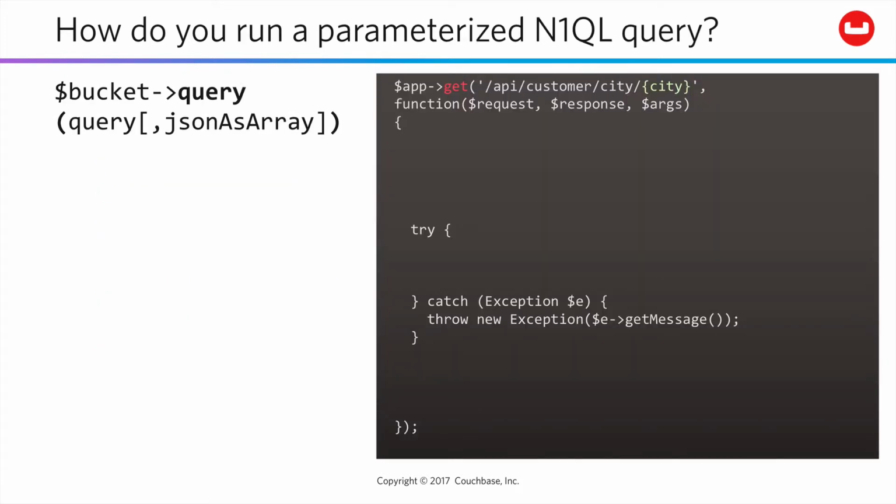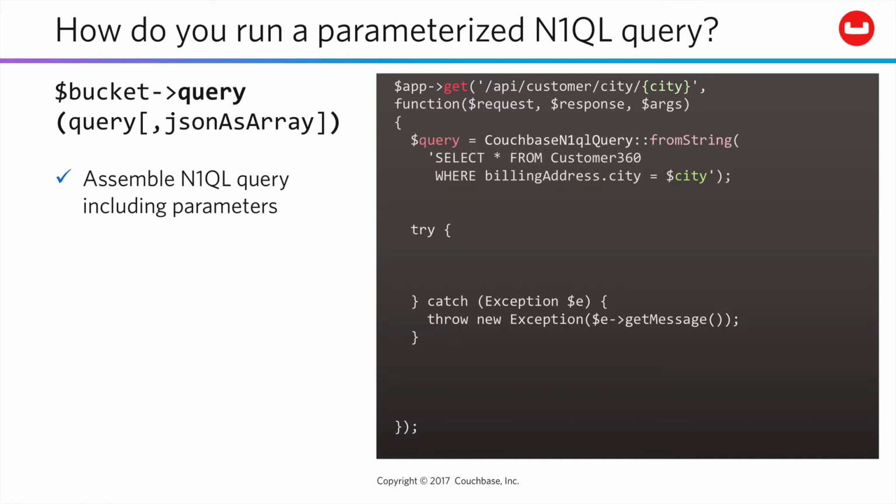To run a parameterized NQL query, it might look like this. So we have a get route in Slim accepting a parameter, city. And you see that our bucket has a query method that expects a Couchbase NQL query object. Notice that there's an optional flag as to whether you want your JSON back as a string or a PHP array. So we assemble our query, in this case very simple: select star from Customer 360, where, notice the nested city field within billing address within that document, has the value being passed in as the city parameter.